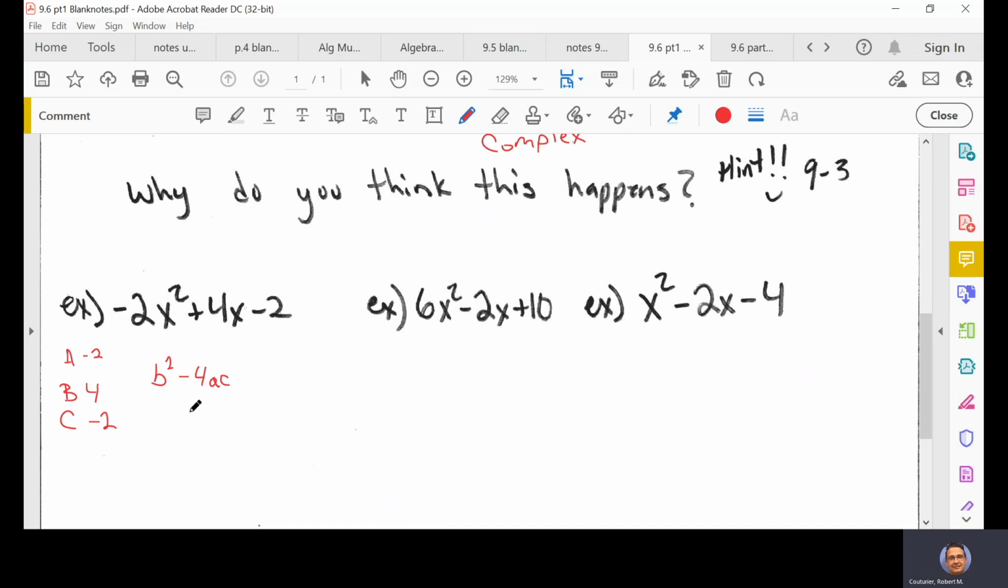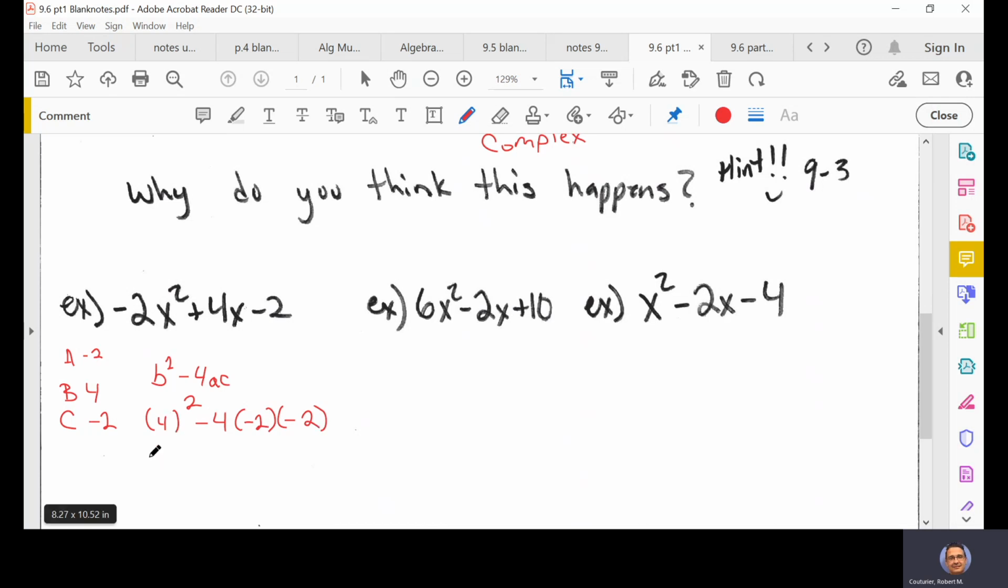All right, B squared minus 4AC. And we're going to substitute. Remove the B. Minus 4. We remove our A. Remove our C. And now we substitute. We plug our values in. B was 4. A was a negative 2. C was a negative 2. And we need to very carefully evaluate these.